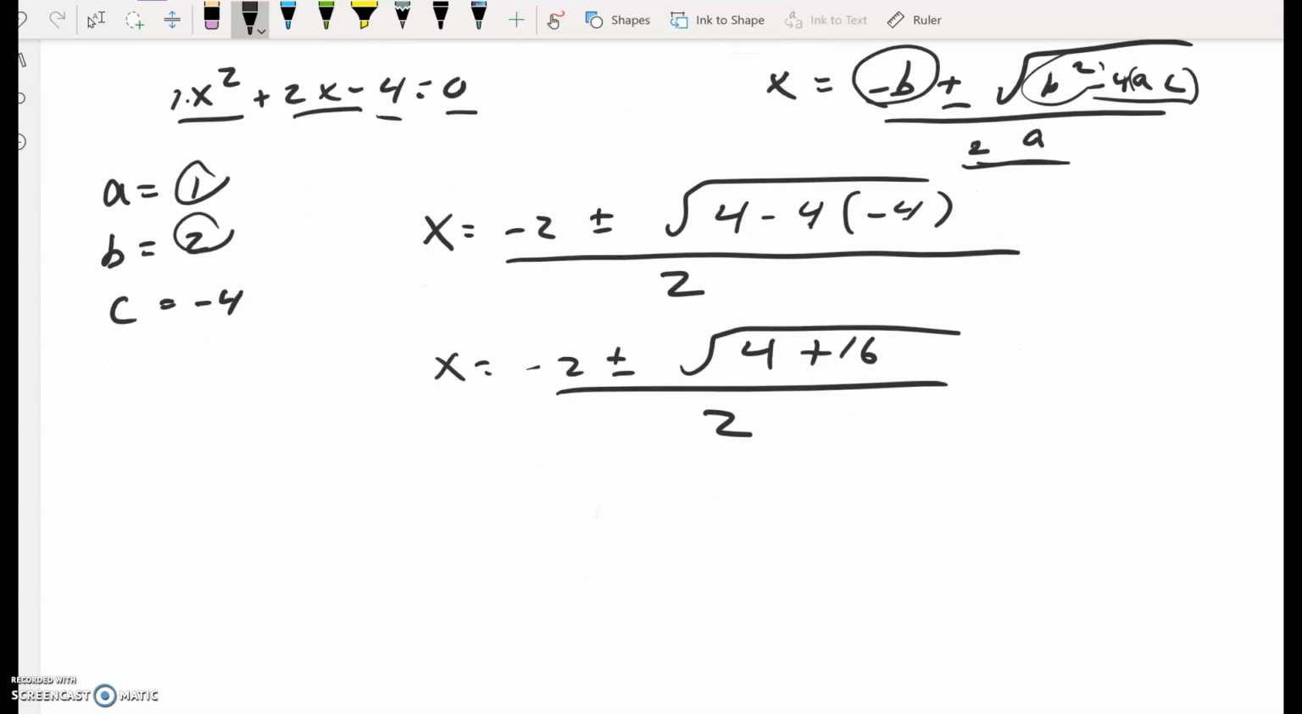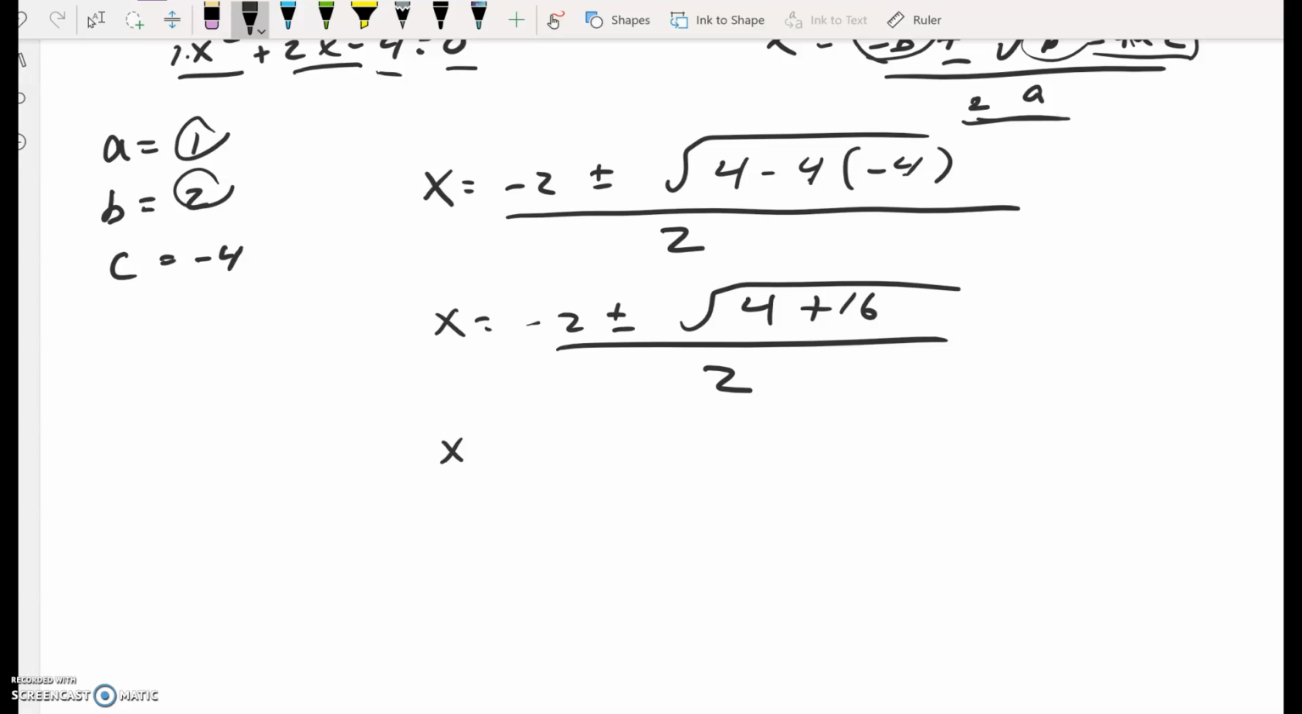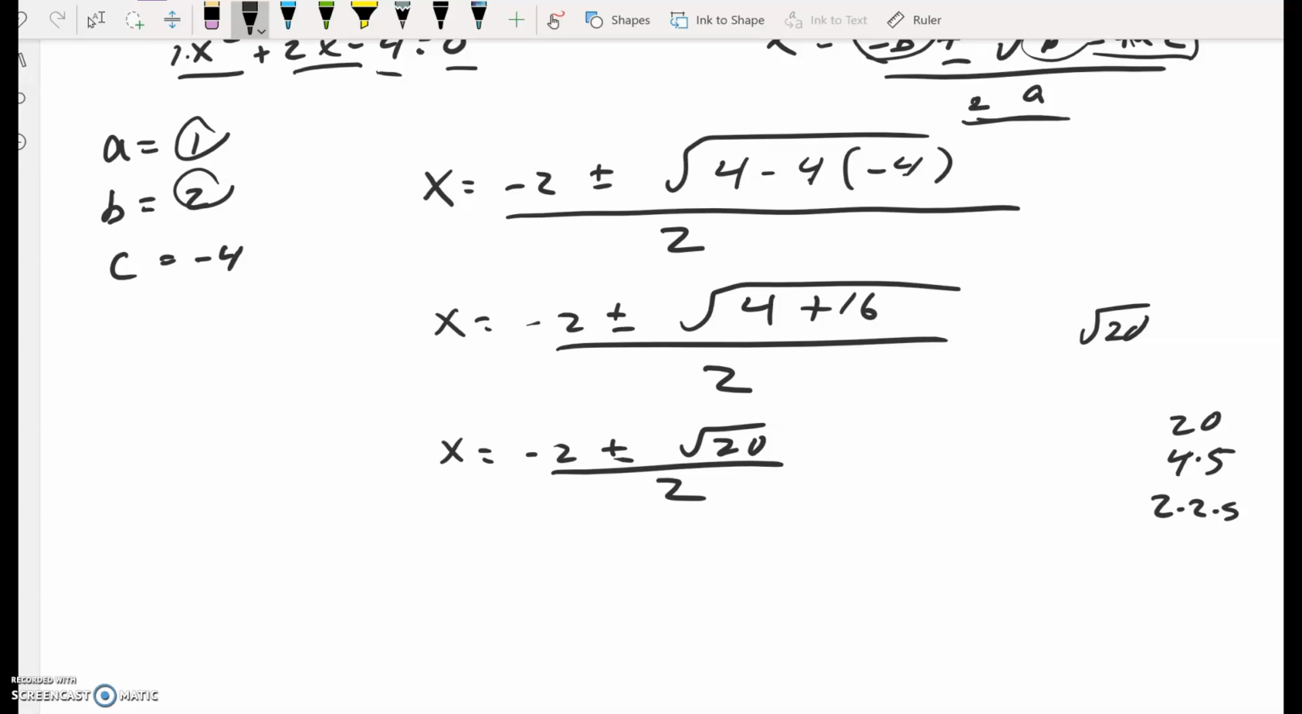And so, scrolling up a little bit, we have x equals negative 2 plus or minus the square root of 20, all divided by 2. However, the square root of 20's prime factorization is 4 times 5, or 2 times 2 times 5. So the square root of 20 is the square root of 2 times the square root of 2 times 5. That's 2 times the square root of 5.